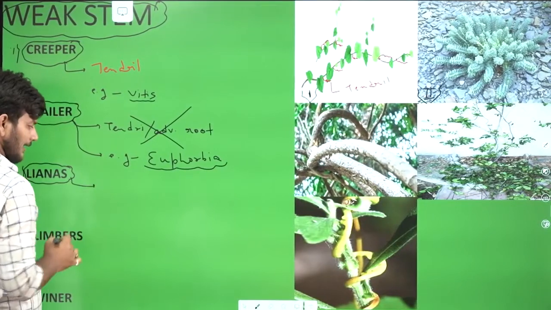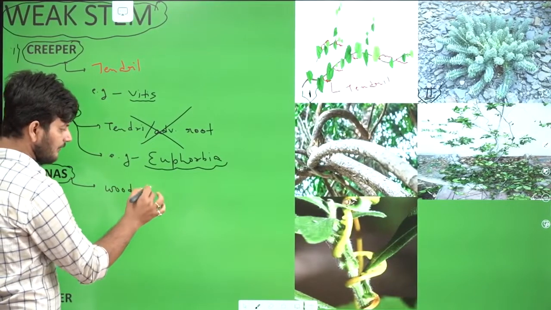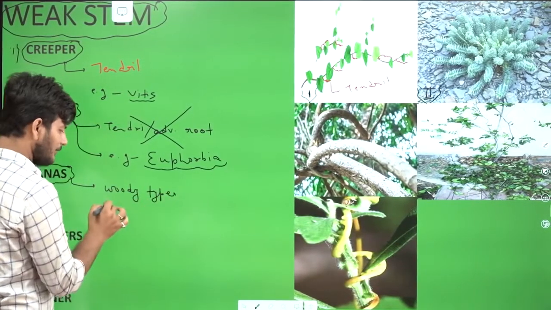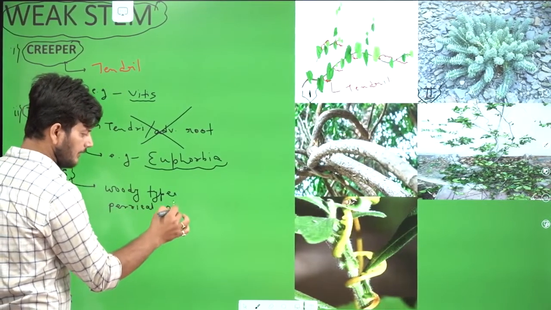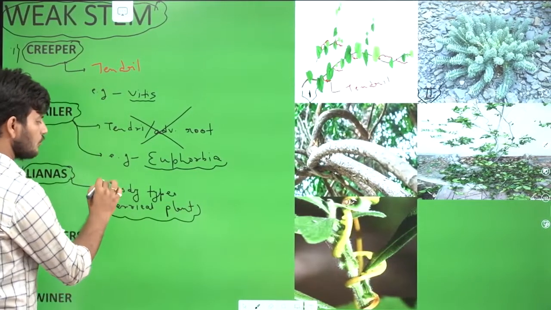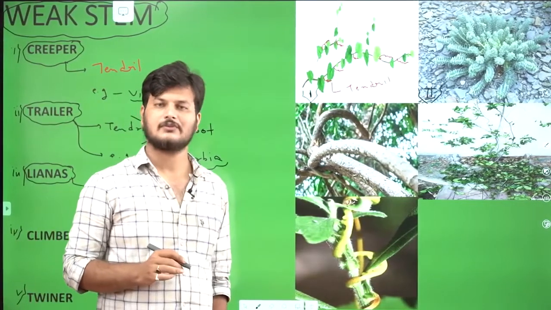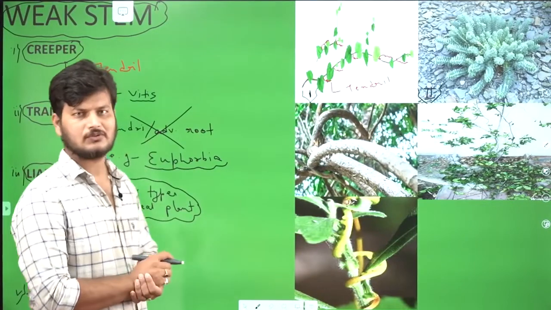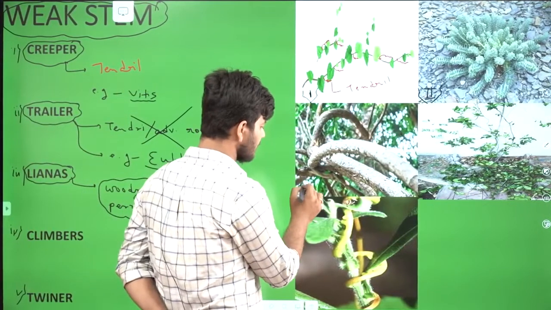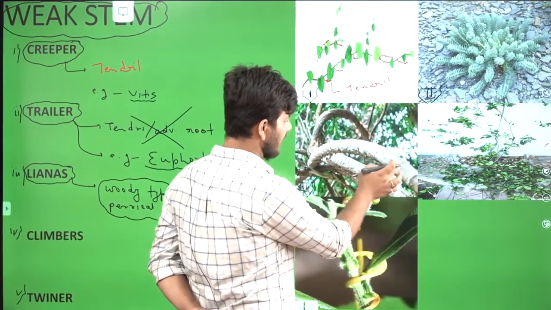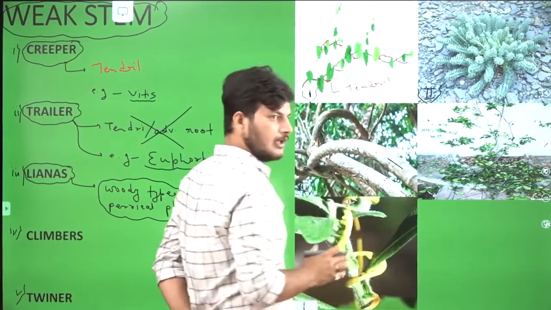We can write here: liana is a plant which is woody, weak and perennial. If the plant is woody and perennial and also weak, then it is said to be liana type. It's also found in tropical rainforest. There are a lot of examples of liana or woody type of weak stem. The figure shown here looks woody, and it's a weak stem. It is not very strong or having much strength.